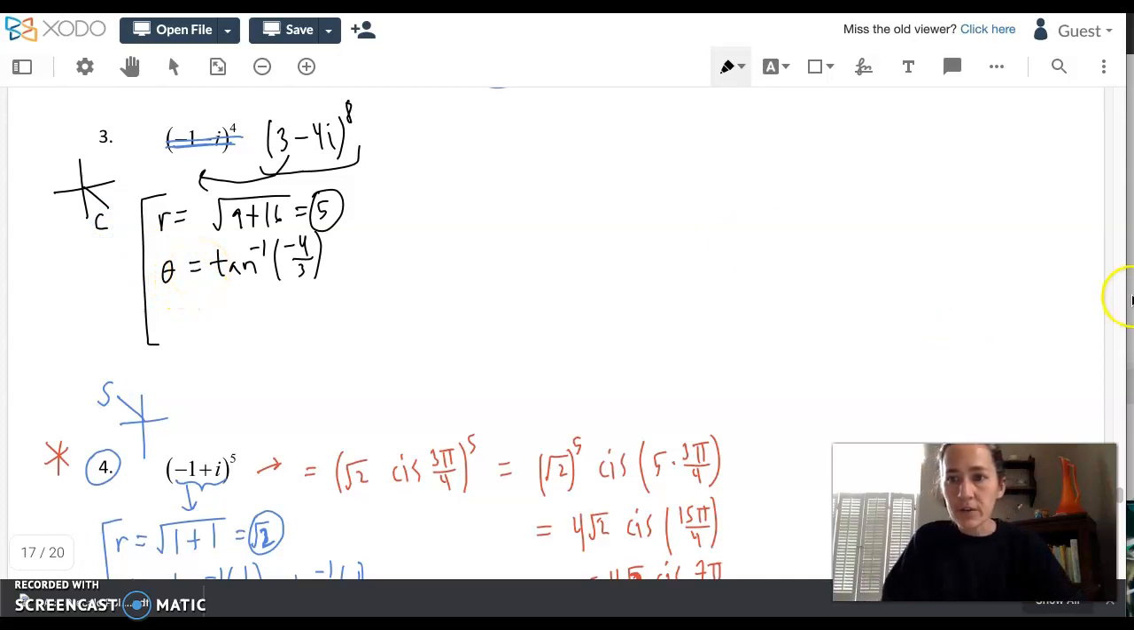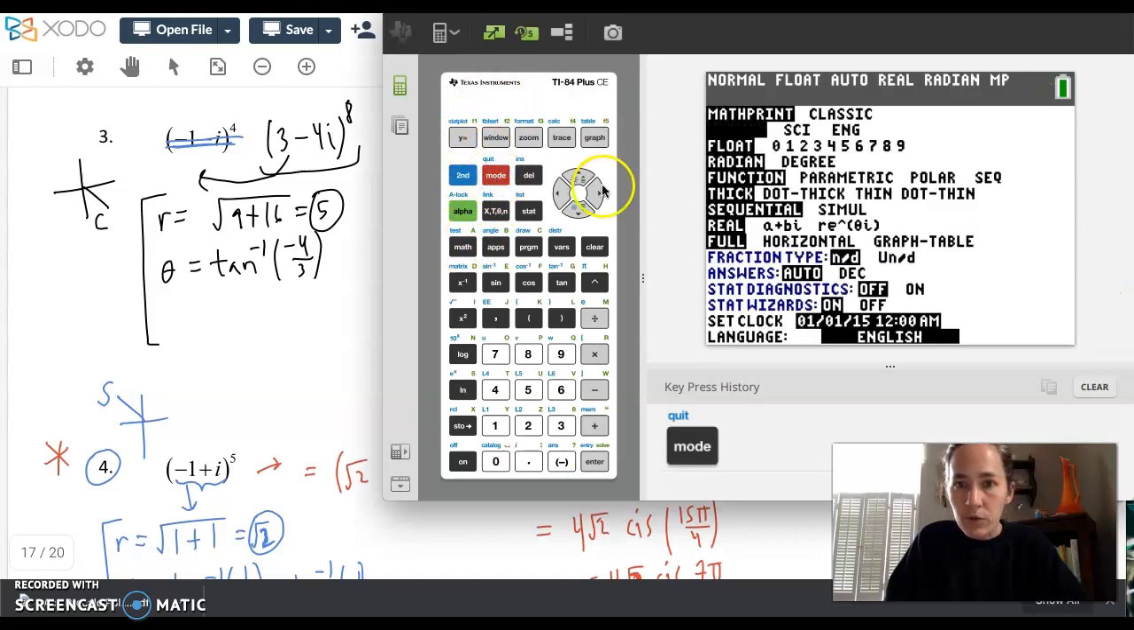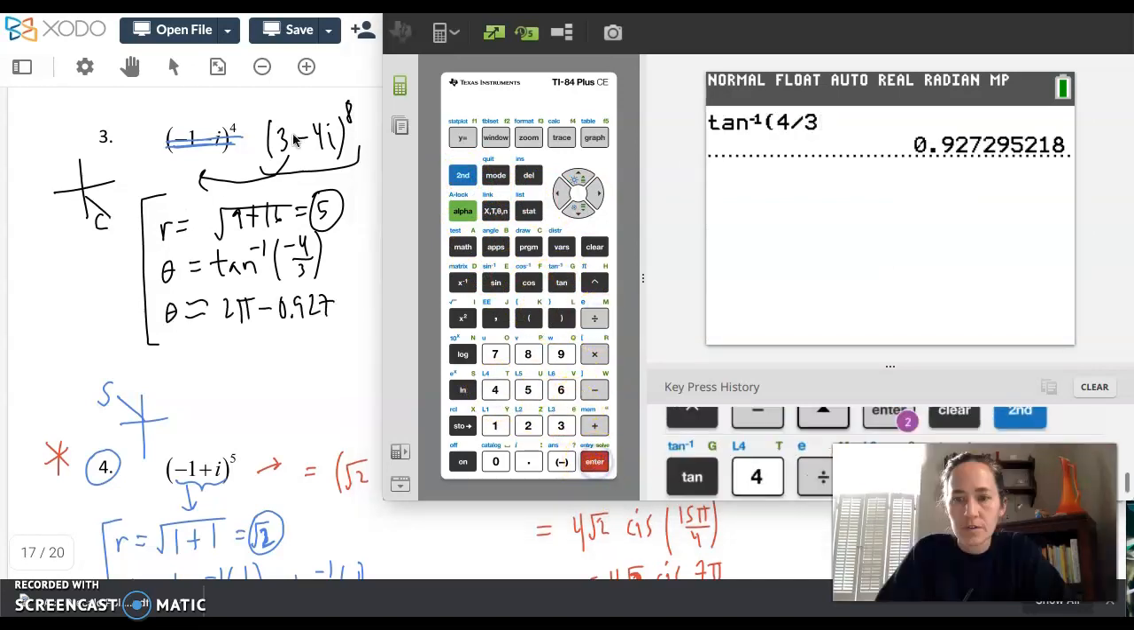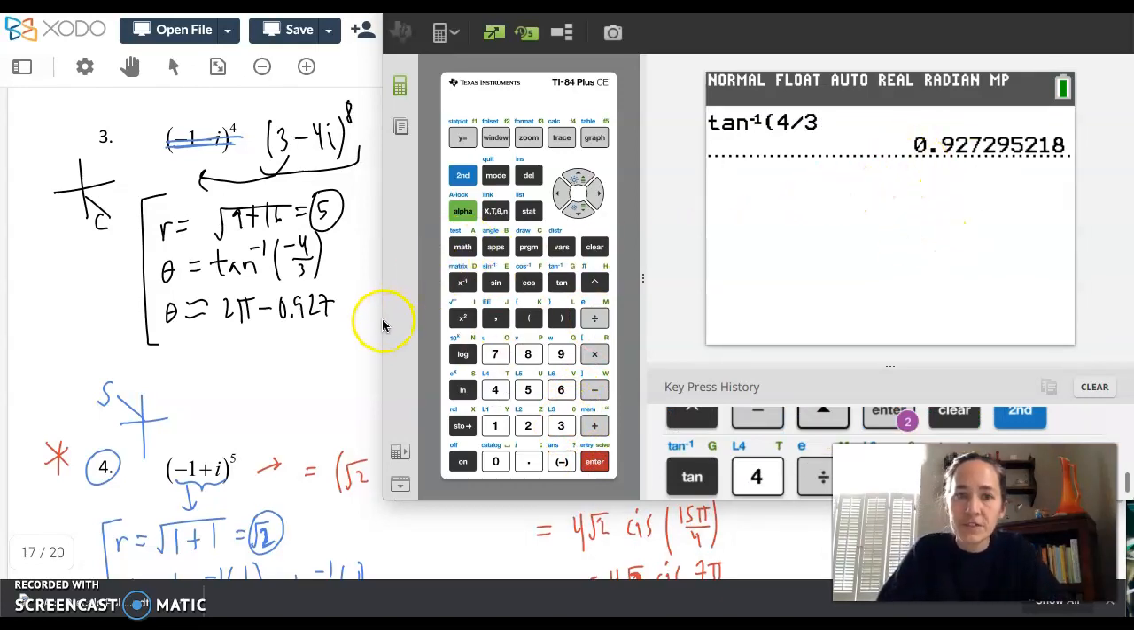I'll go to the calculator for this one, and I'm going to work in radian mode the whole way. So I'll go to mode just to make sure that I'm in radian mode. Perfect. And I want to take the inverse tangent of just regular 4/3 so I get a reference angle, so positive 4/3. So the calculator gives us 0.927 for the inverse tangent of 4/3. That means, think of the picture, you're in quadrant 4. Here's your reference angle, 2 pi minus that.